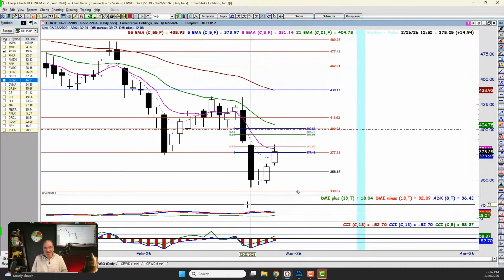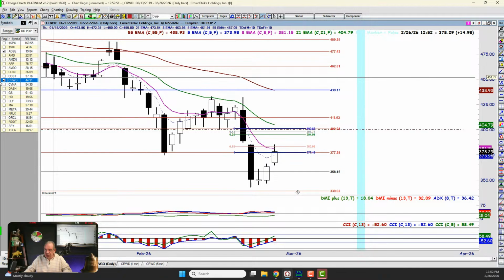That's exactly what we want to see. And we can go through chart after chart after chart. I'll hit the space bar, and it gives me a little check mark there on CrowdStrike.